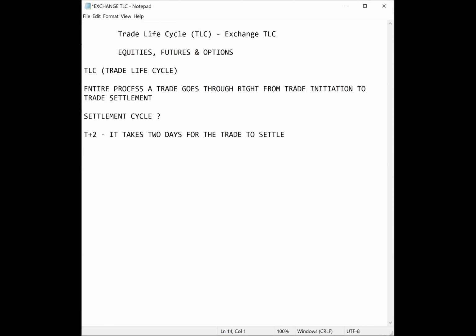Sir, if we purchase the share on Friday, but Saturday and Sunday our markets are closed, so what happens then? It will happen on Tuesday. It will take 2 working days.